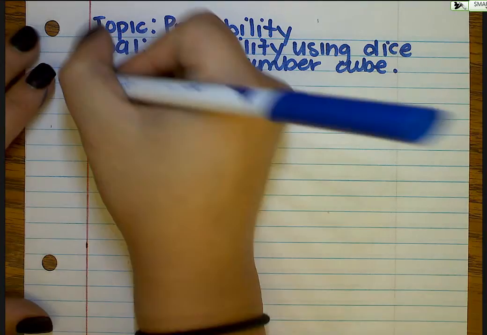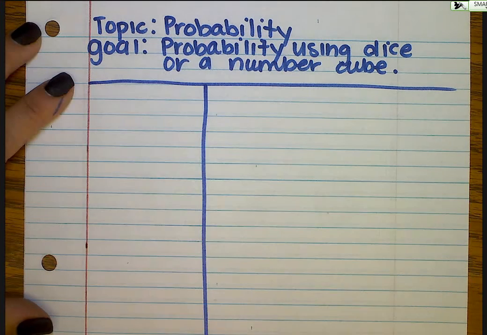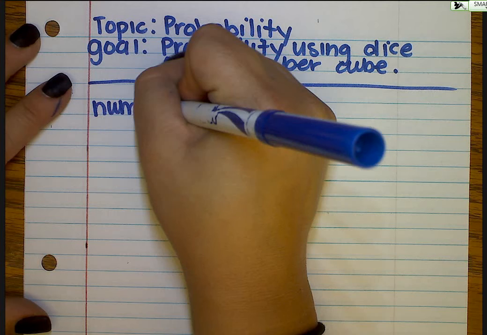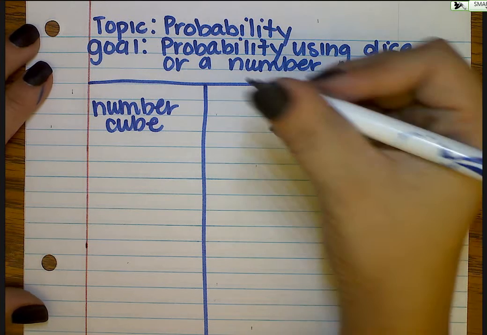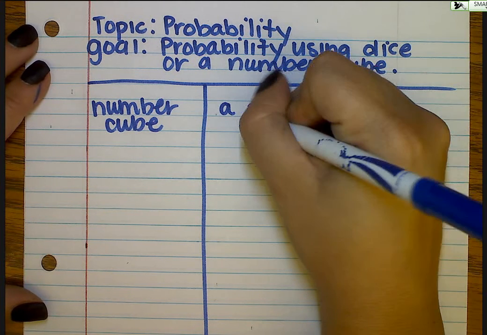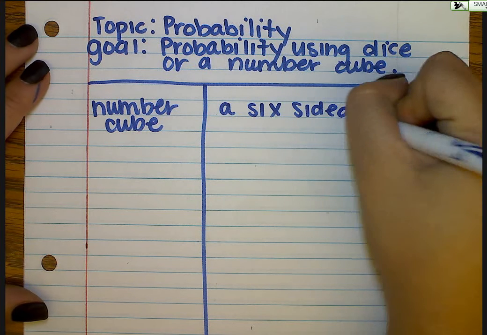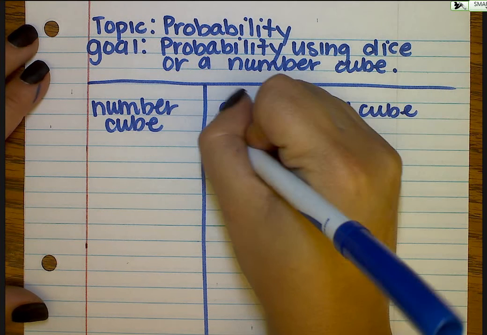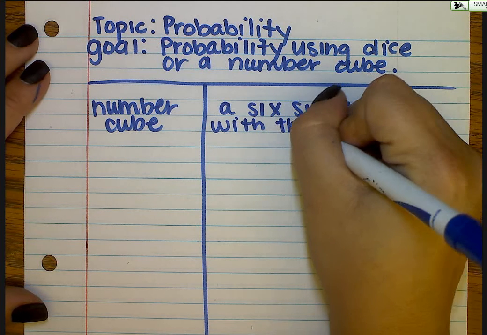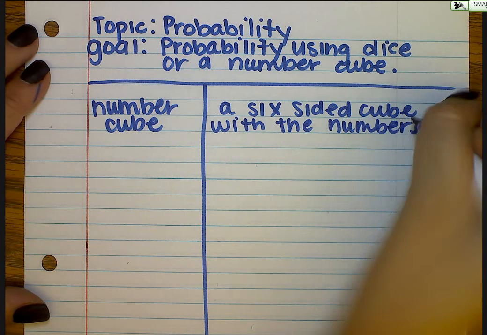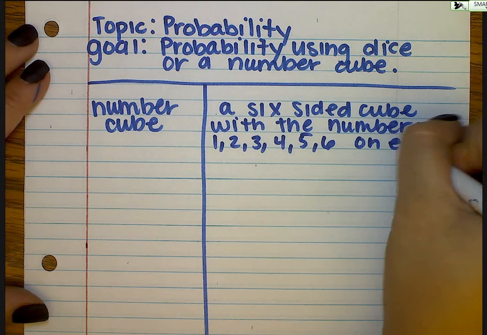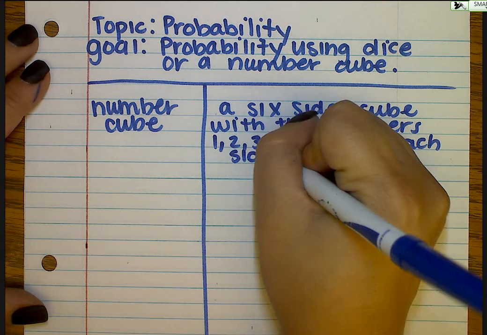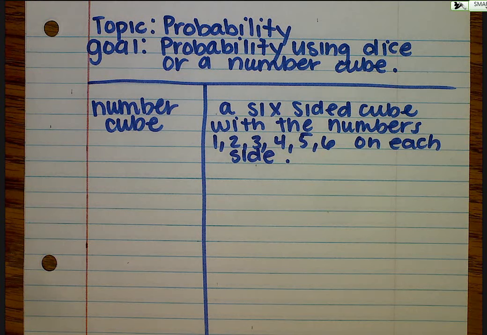So first, let's define what a number cube is. A number cube is just a die, or two dice, but we're going to call it a number cube. So it's a six-sided cube with the numbers 1, 2, 3, 4, 5, and 6 on each side. If you've seen dice before, that's what we're looking at today. And if you haven't, please let me know and I'll show you what dice look like.